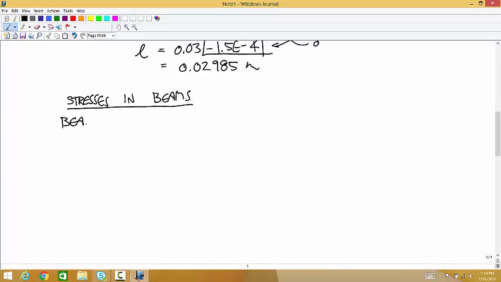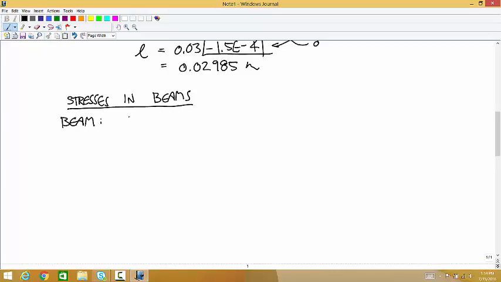What is a beam? Anyone know? I think this might have come up in statics. It's funny, the definition of a beam doesn't just depend on what the object is. It also depends on how it's loaded.